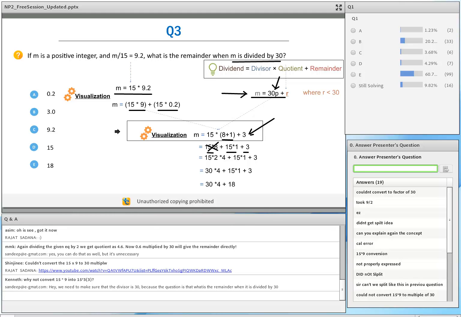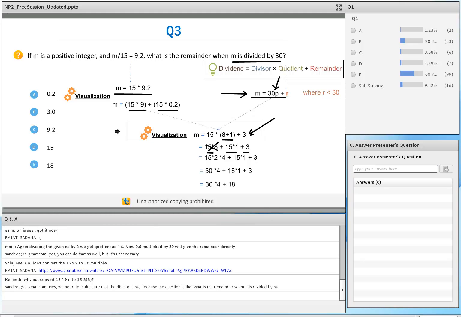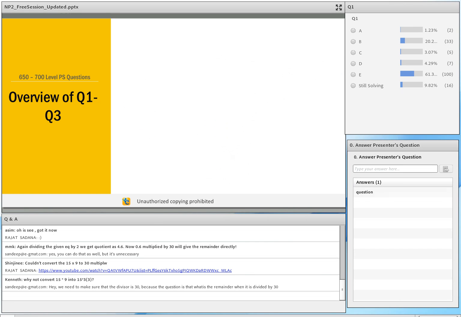All right, with that, let's summarize the first section. These were 600, 650 level questions. But you can really see what we did in this section is that we went in what we call a progressive degree of difficulty. But we used this one concept where we said, hey, dividend is equal to divisor times quotient plus remainder. This is the only concept we're going to use. Okay. To solve questions of various difficulty levels, all we need to do is be able to visualize.